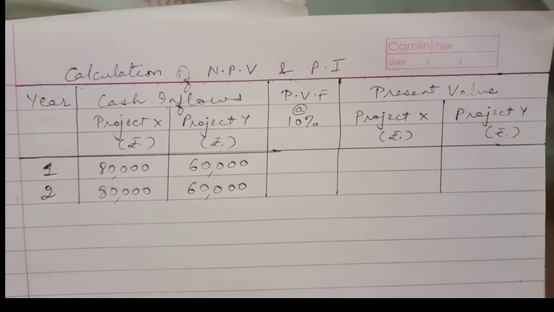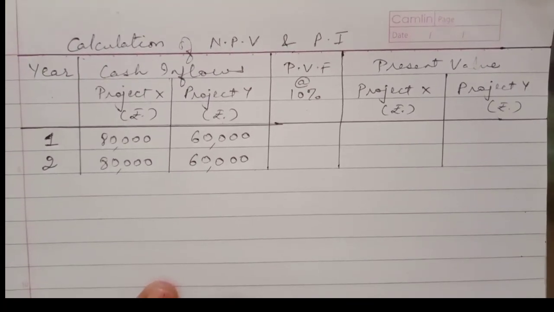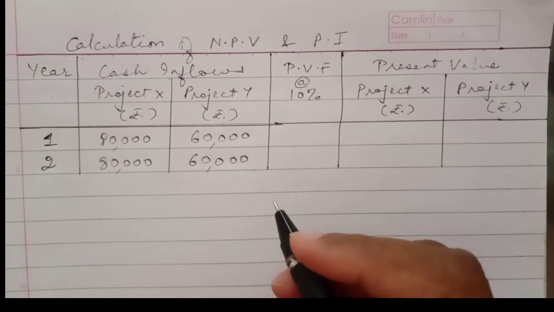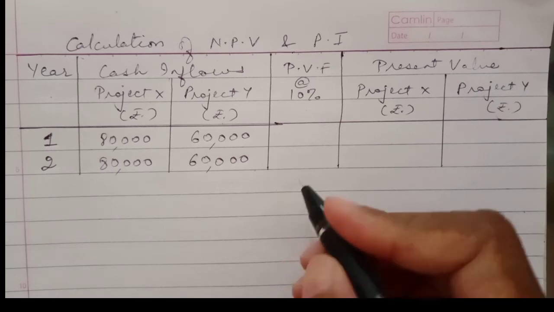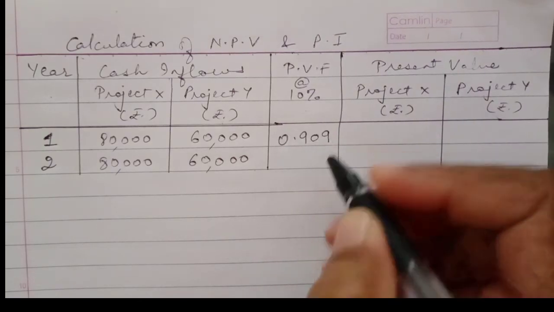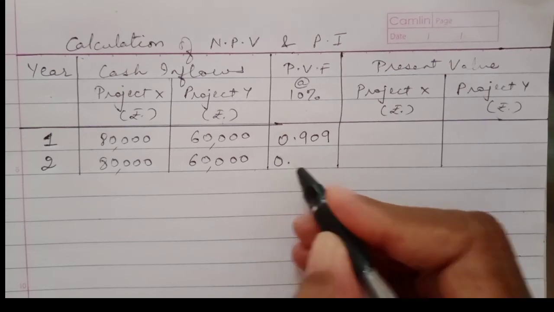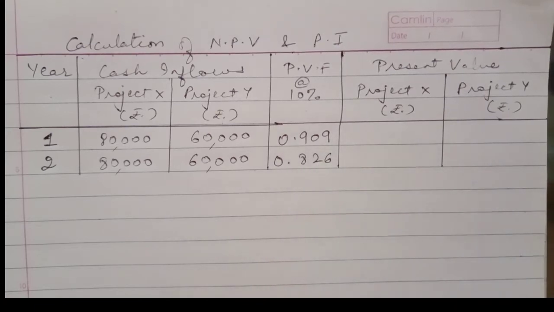Now in the previous example, we have seen how to calculate the present value factor at 10%. So again I am repeating, you can calculate it by the formula 1 divided by 1.10 for the first year, and whatever answer you get, that again you divide by 1.10, you will get the PV factor for the second year. So the PV factor for the first year, as we calculated in the earlier example, is 0.909, and for the second year it is 0.826.